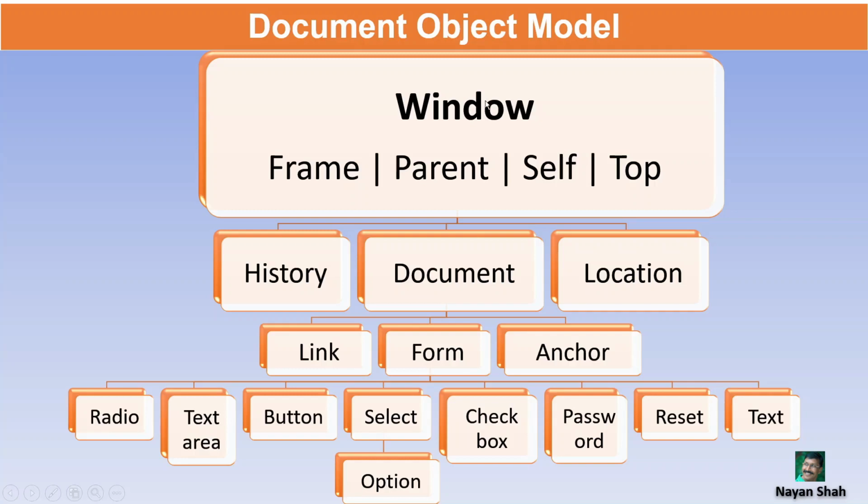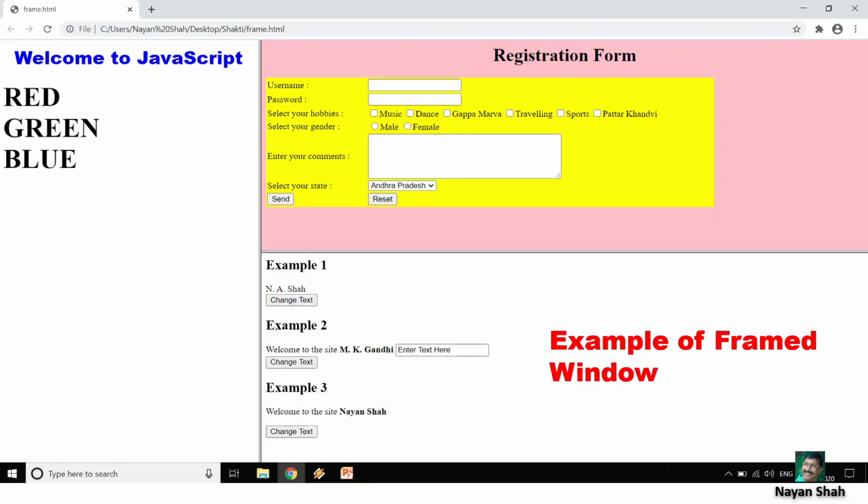So let me tell you one thing, that if you want to reach a particular option of a drop down menu, you need to start from window. Inside window you will have document, inside document you will have form, inside the form you will have selection box, and in that you will have option. So it shows you the hierarchy, how you can reach a particular object on a web page, and this is denoted by the document object model.